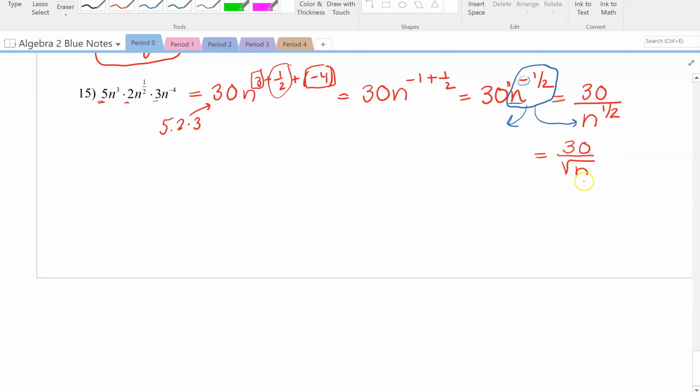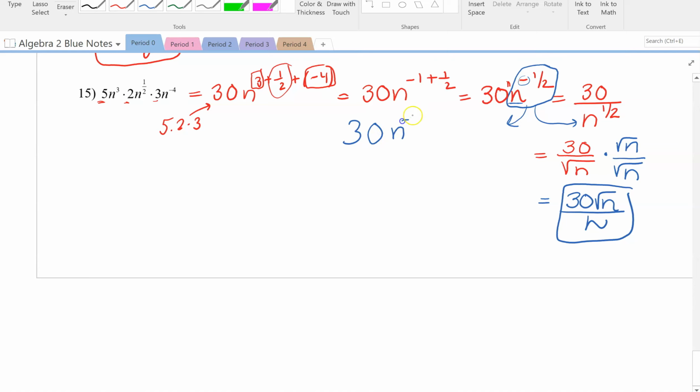So if we need to rationalize the denominator, like we had learned to do before, if we're having to write this in radical form, I would then have to multiply the numerator and the denominator by rad n to get something that looks like this: 30 times the square root of n divided by n. That would be in simplest radical form. So you could either leave the answer like this, 30 times n to the negative 1/2, which is in rational exponent form, or 30 times the square root of n over n, which is in simplest radical form.